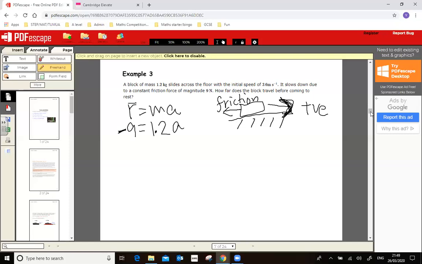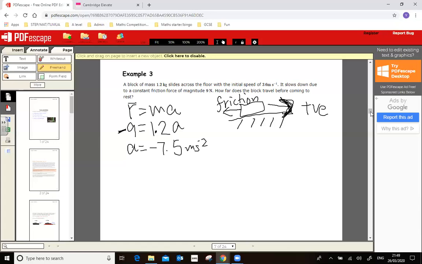Okay, now we can work out A. Now, the block is moving forward, so that means it's accelerating towards the right-hand side. Okay, so let's put it in the calculator. To work out A would be equal to minus 9 divided by 1.2, and A comes out to be minus 7.5 meters per second squared. So when the acceleration is negative, what that means is that the block is actually slowing down. Okay, so let's move on.